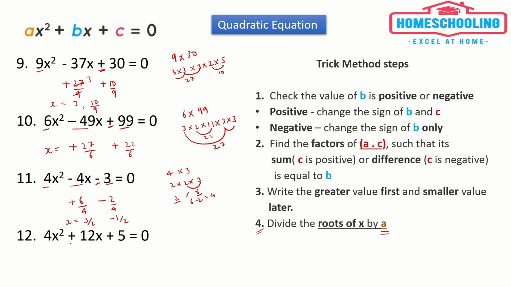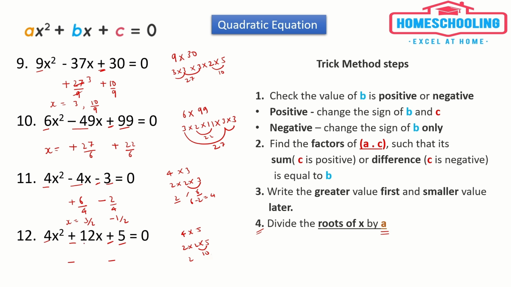In question number 12, b value is positive, so we're going to change the sign of b and c both. So negative and negative. Now we have to find the factors of a and c. So factors of a and c is 4 times 5. So it can be written as 2 times 2 into 5. So as we can see, the c is positive here. So factors should be added so that it can be equal to the value of b, that is 12. So 10 and 2.